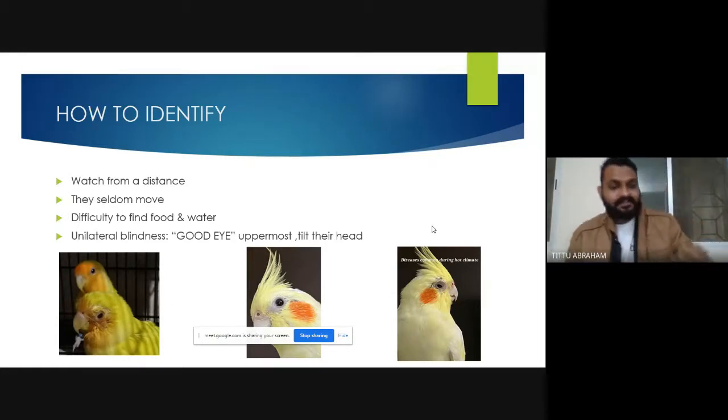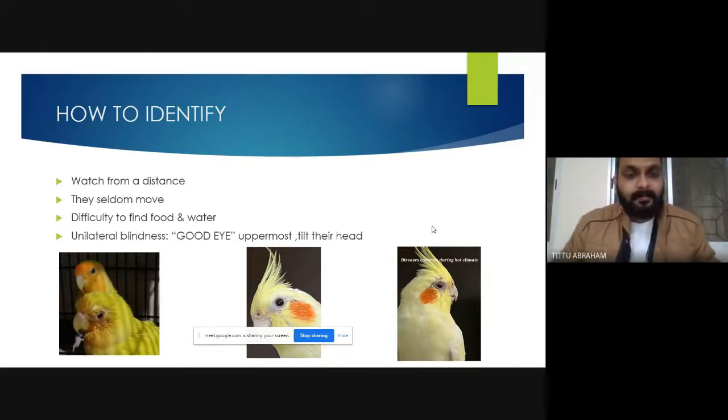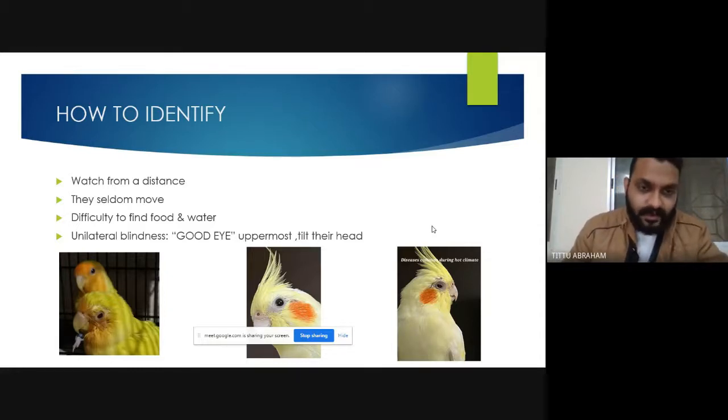If it is unilaterally blind, that is, if only one eye is affected, one eye is blind, you can see it in some birds. It is especially common in African lovebirds.